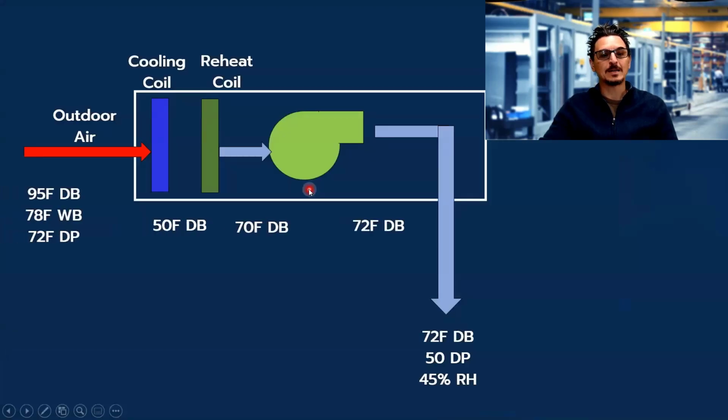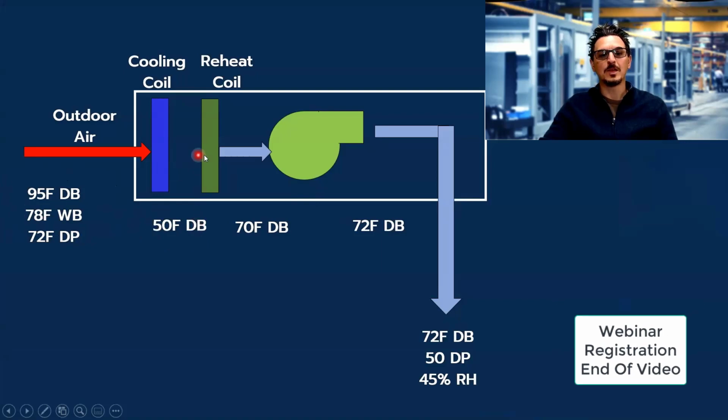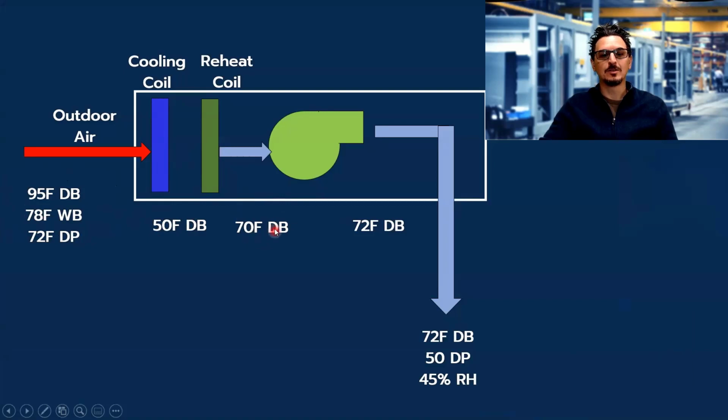So if we go back to our air conditioning unit drawing, typical outdoor air design conditions of 95, 78 dew point, going through your cooling coil. In this case, the set point we have is 50 degree dry bulb leaving the cooling coil. Then we heat the air up with our hot gas reheat coil, in this case to 70 degrees.